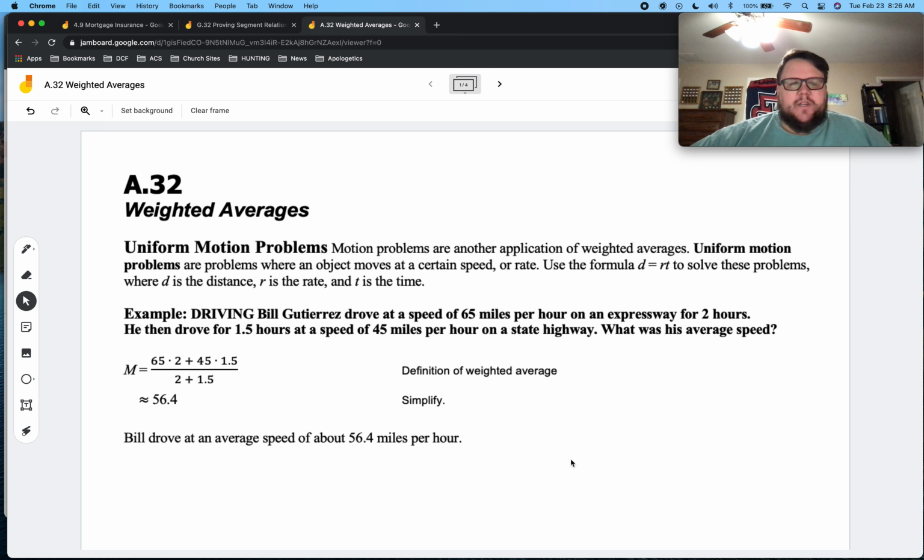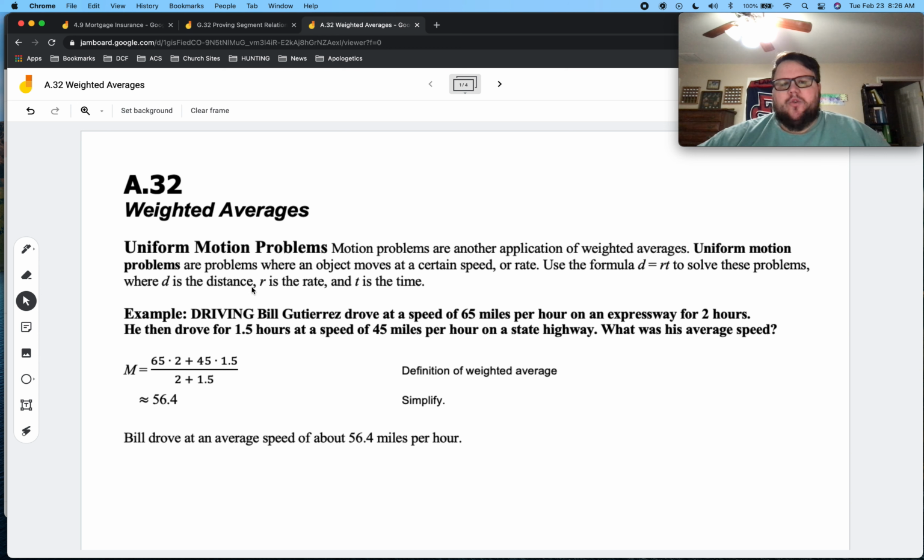Today we're going to continue on in weighted averages. I know we're doing what your favorite topics are: word problems. But again, just like yesterday, I'm going to work through the problems for you, but you are responsible to write your answers down.